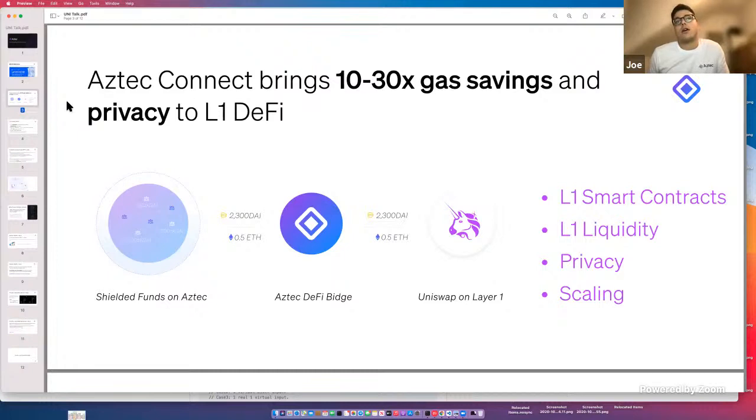And the great part is that if other users are doing the same thing as you, your transaction is batched through a process of DeFi aggregation. So we can deliver 10 to 30 times gas savings for popular protocols, such as swapping and lending, all through the simple Aztec Connect interface.